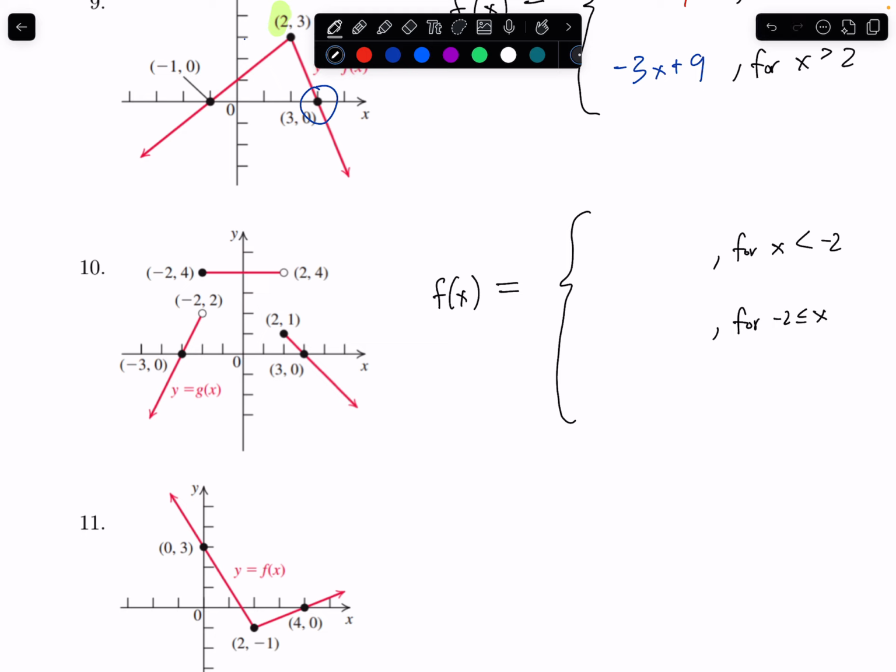negative 2, including negative 2, and up until you hit positive 2. And then for x bigger than or equal to 2. And notice where I have the equal signs. If it's an open circle, I don't have the equal sign. If it's a closed circle, I do have the equal sign underneath the inequality.